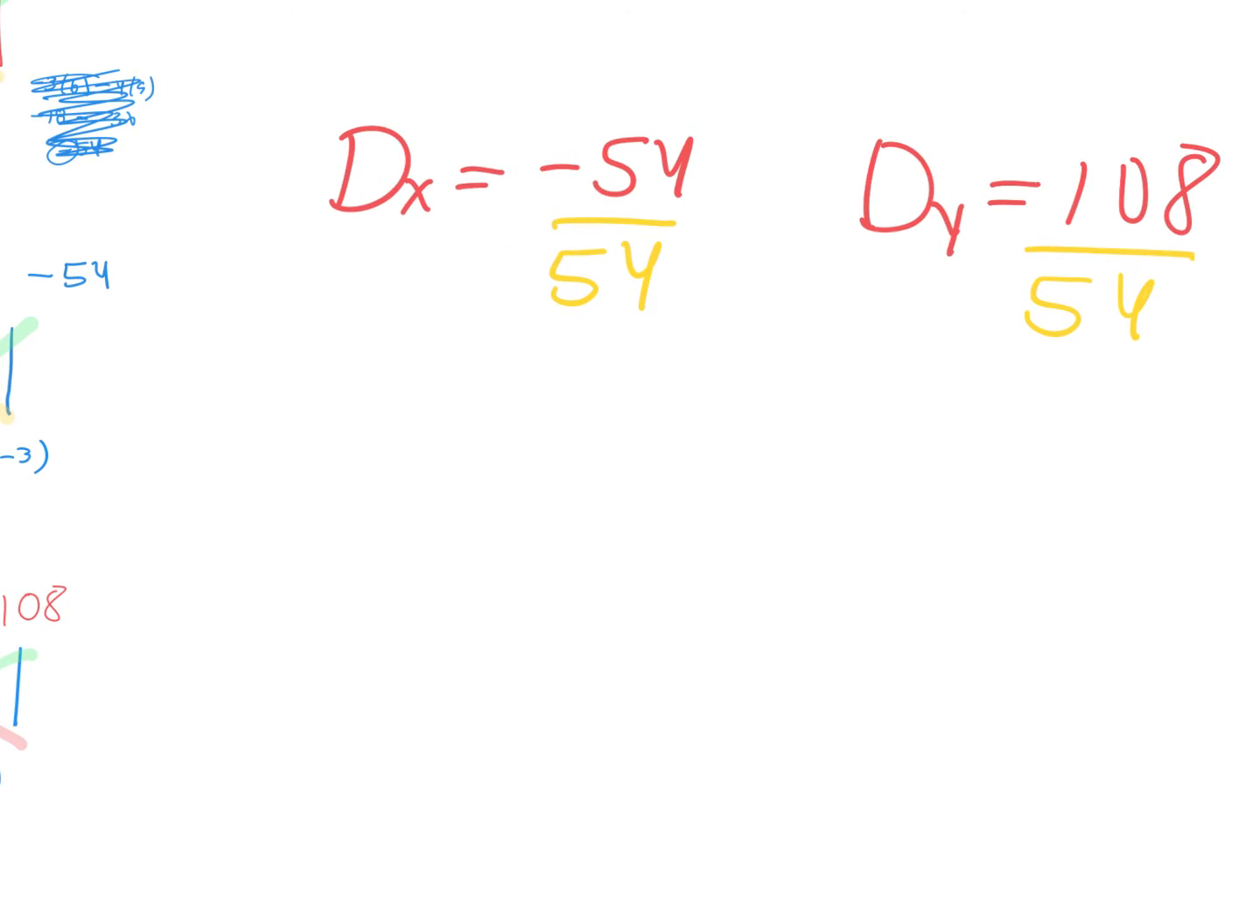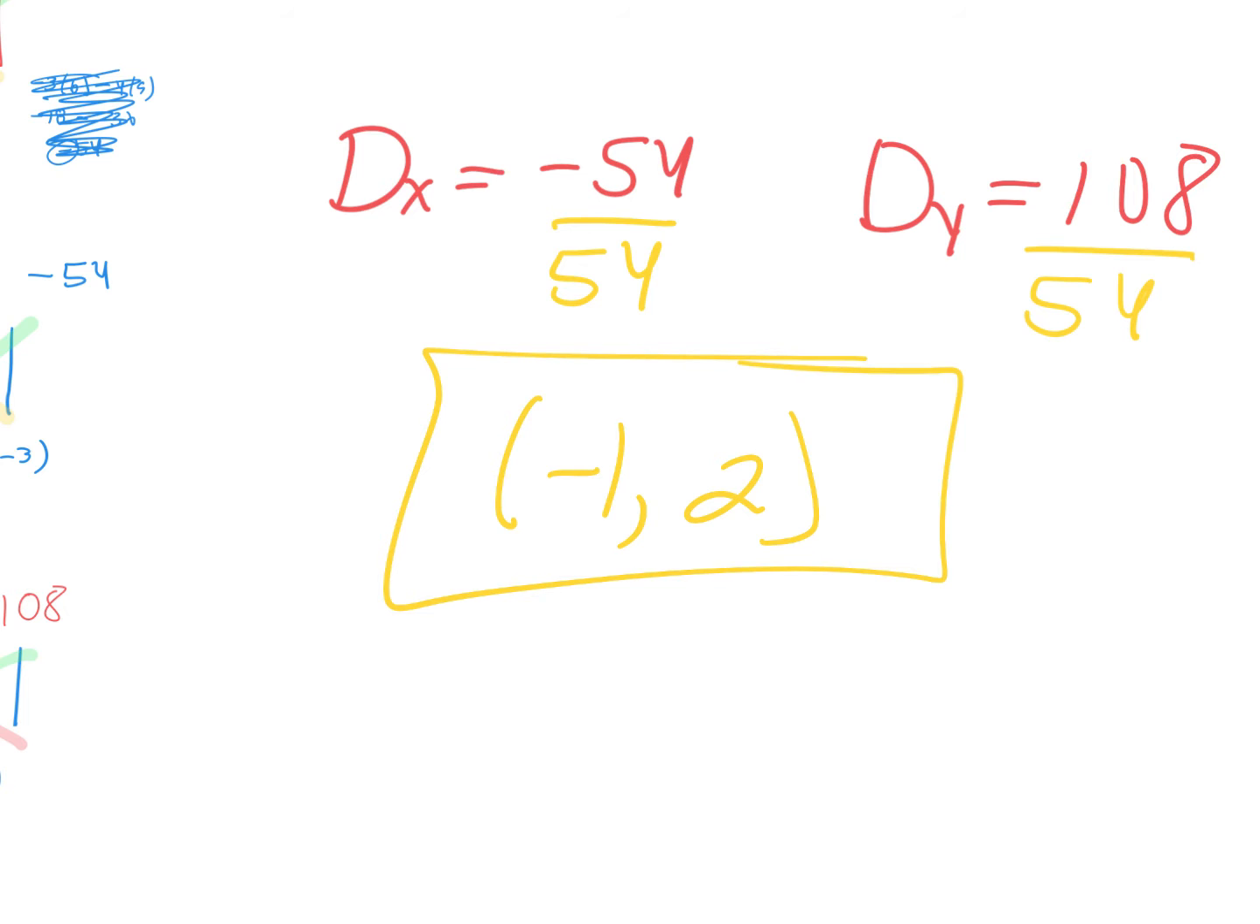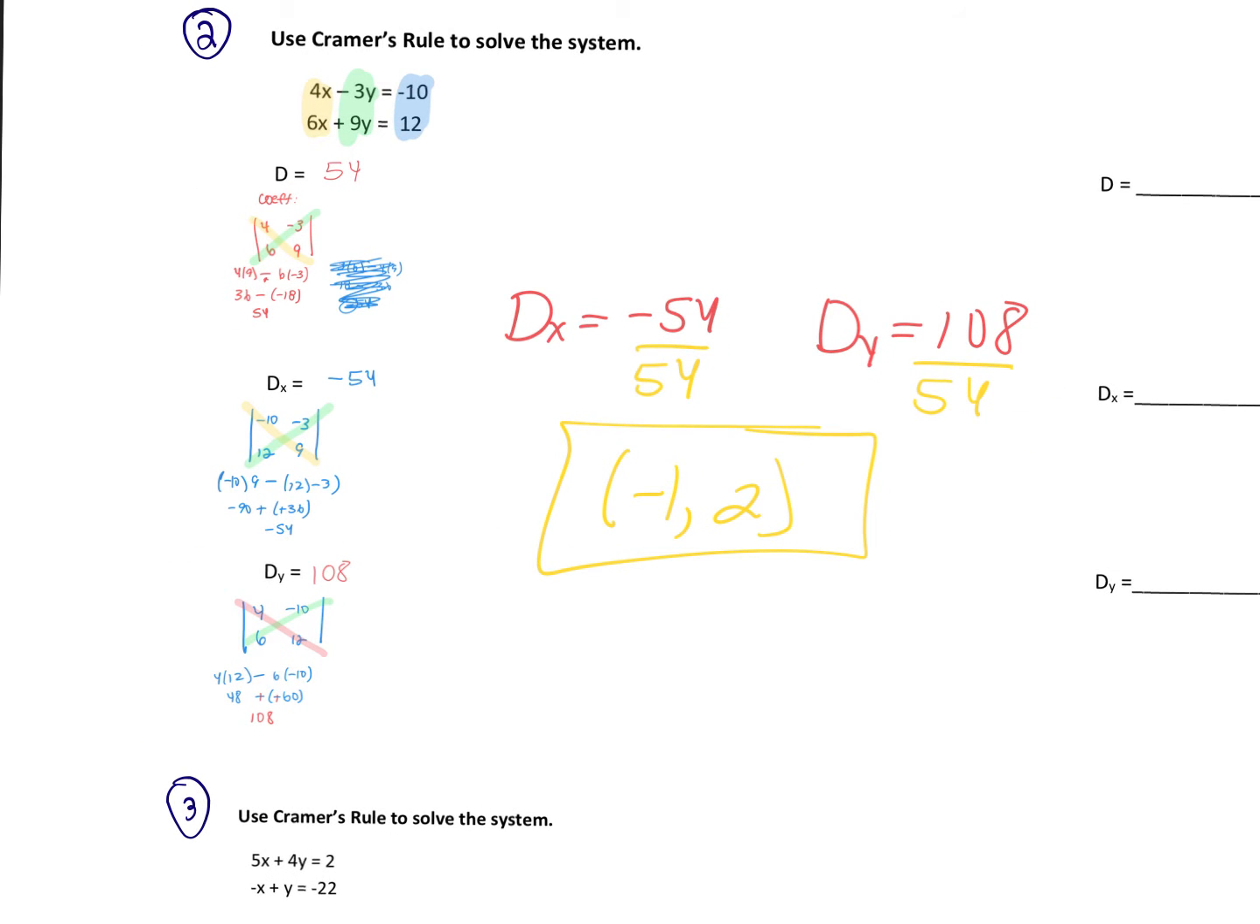And then when we simplify, negative 54 divided by 54 is negative 1, and 108 divided by 54 is 2. This is your answer. Long process to solve a problem. I understand that. That's why I'm not going to give you 8 of these to do on the quiz. But if you keep yourself organized, you take your time, this is very simple.